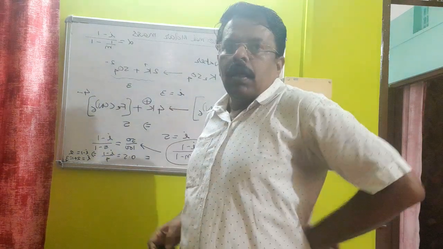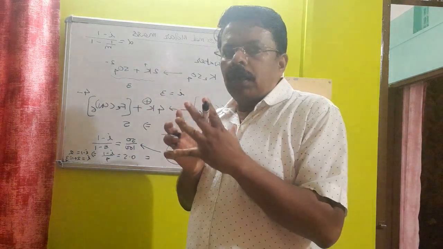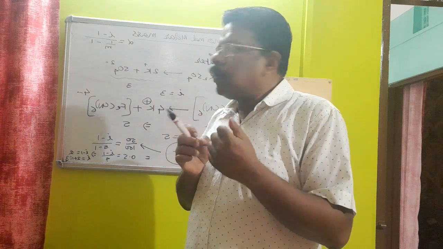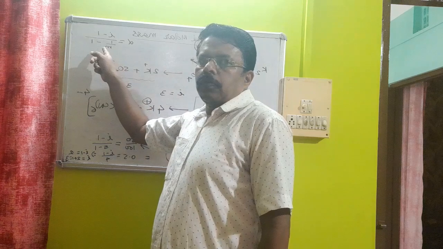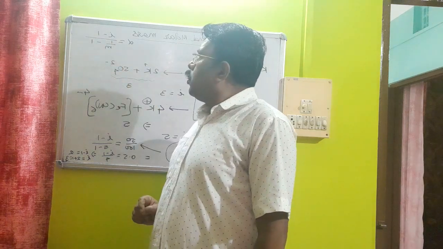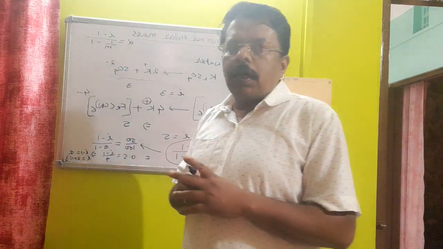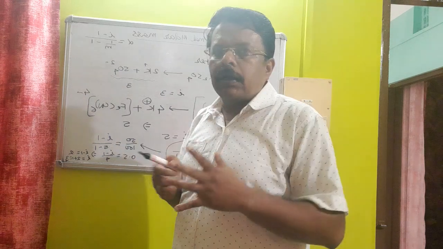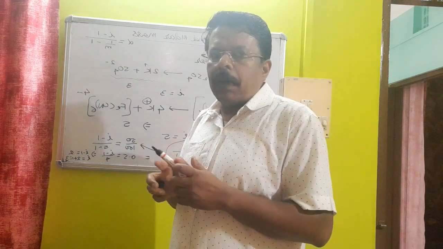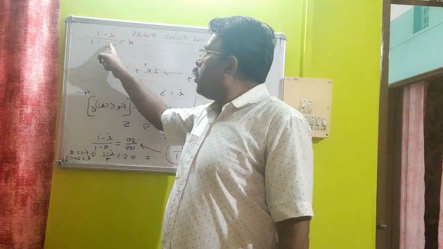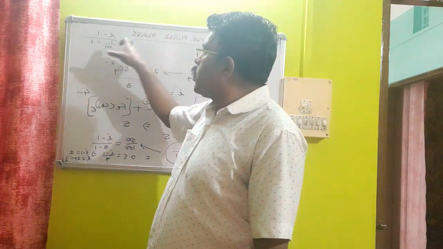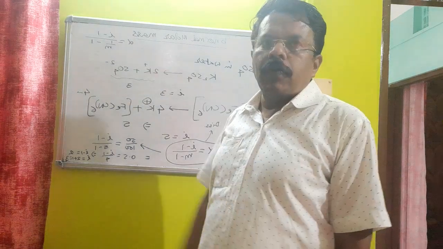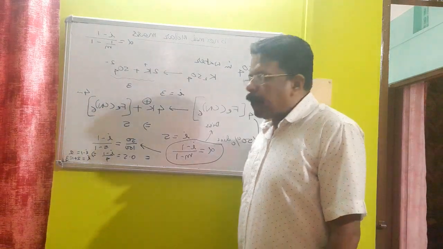If 2 particles are joining to form a single particle, that is, if there is dimer formation, then we will write here 1 by 2. If there is a case where 5 particles are joining together to form a single particle, then we will write here 1 by 5. So for association, we will use this relation and we will get the value of Van't Hoff factor i.